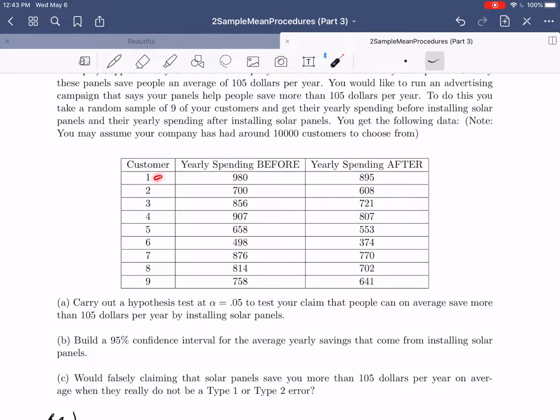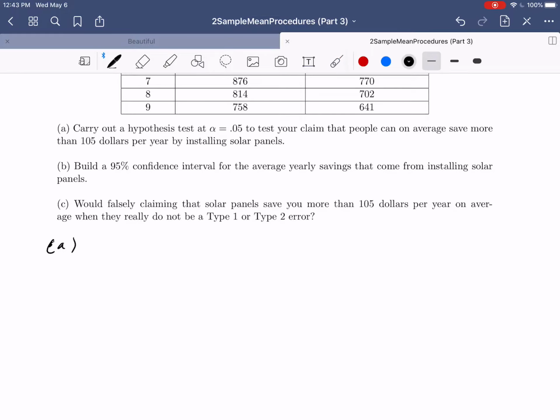And you can see that each data point is matched. For customer 1, they spent $980 before, and then we know that they spent $895 after. For customer 2, we know that they spent $700 before and then $608 after. So you can see that this is set up in a way that would fit a matched pairs analysis. Remember, a big tip-off for matched pairs is whenever you see something that has a before and after, or a test 1, test 2 sort of structure. So for our hypothesis test here, this should be a matched pairs hypothesis test.